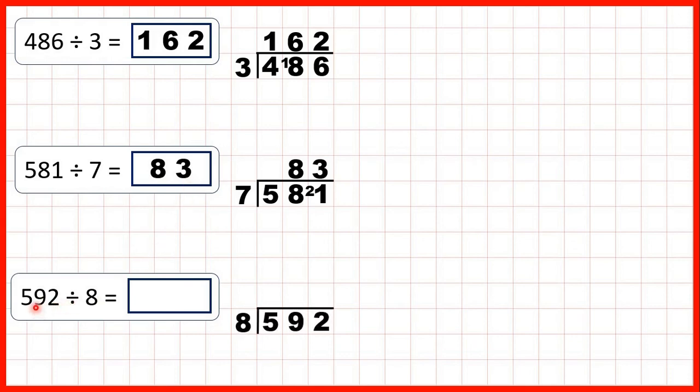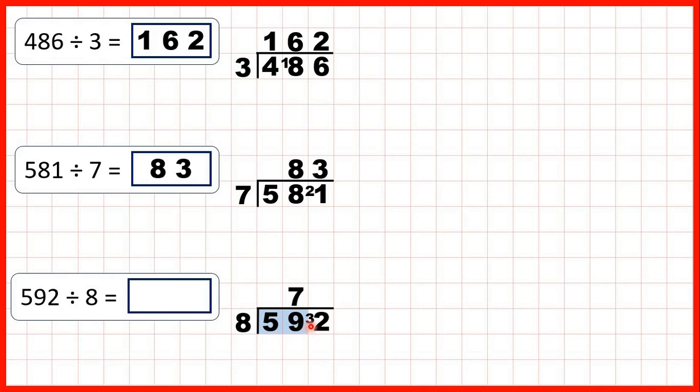Now let's try 592 divided by 8. Again, the first digit is smaller than the divisor, so we can take the first 2 digits together and divide 59 by 8. So we need to think of a number in the 8 times table that's as close to 59 as possible, but not more than 59. Well, the closest number in the 8 times table is 56, and because that's 7 times 8, we write 7 in our answer line.